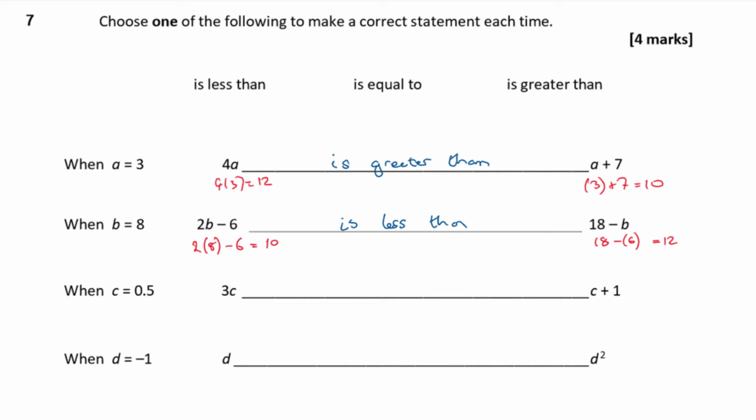Okay, next one. c is 0.5. So 3c is 3 lots of 0.5, which is 1.5, isn't it? And on the other side, I've got 0.5 plus 1, which is also 1.5. So those two are equal, aren't they? So I'm going to write down is equal to. Then finally, when d is minus 1, d squared is going to be minus 1 all squared, which actually is positive 1, isn't it? So negative 1 is less than d squared.